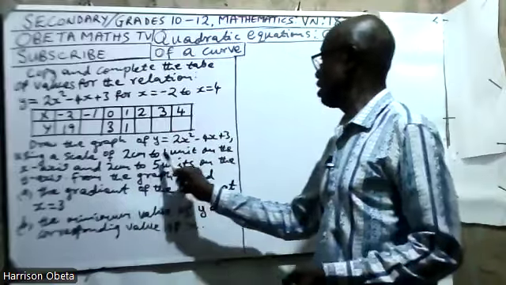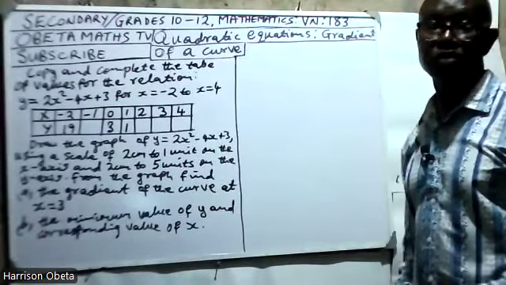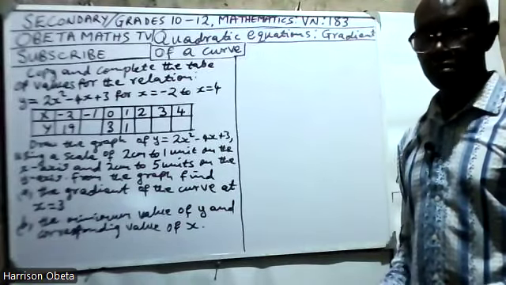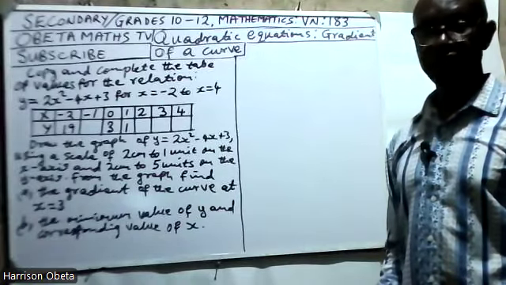Then, from the graph, find A, the gradient of the curve at x equal to 3, and then B, the minimum value of y and the corresponding value of x. So we have to start, and to start, we have to draw the table and then complete the ones we don't know. We are given some values here. So let's start. We have x, y.